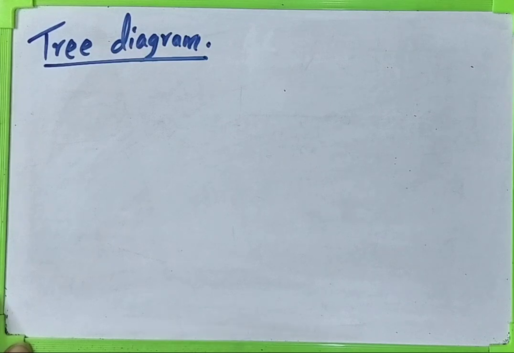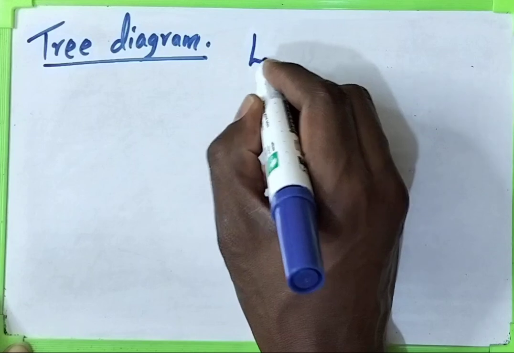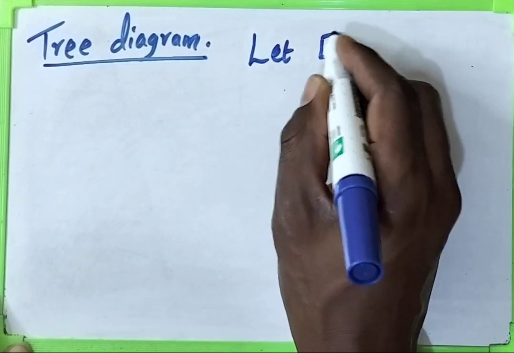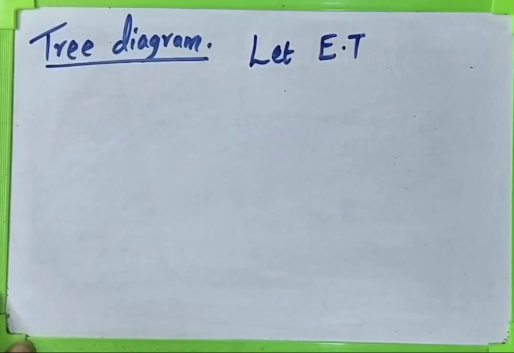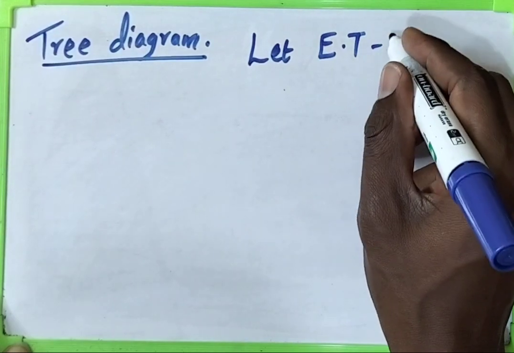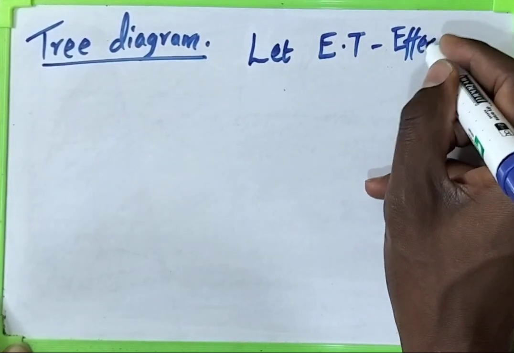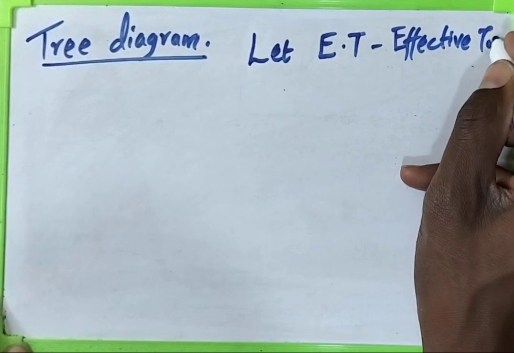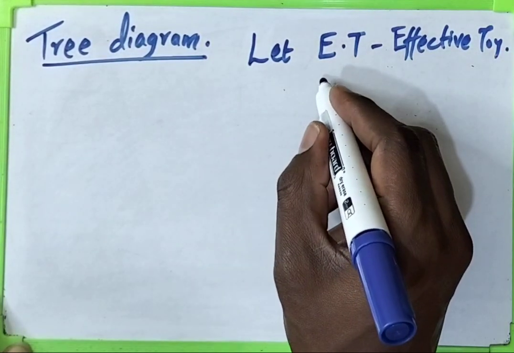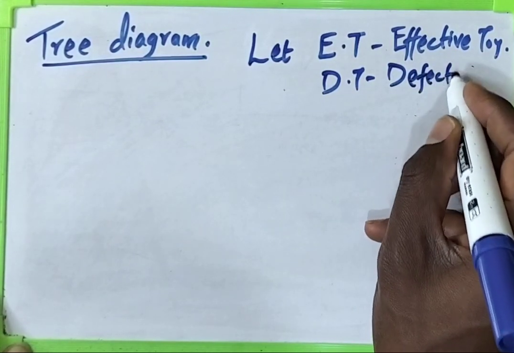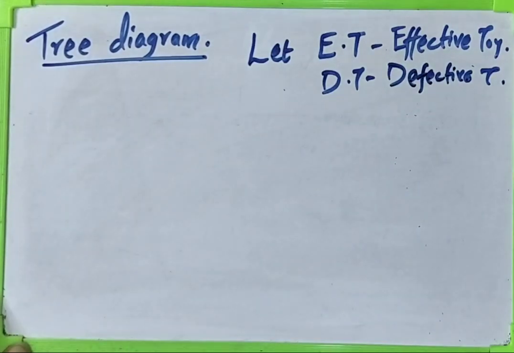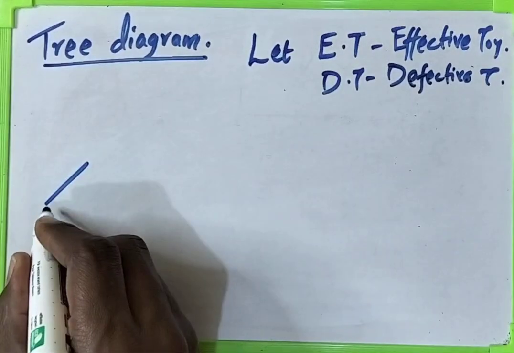So in our tree diagram, first of all, we have to let a few letters represent some events. Let's say ET stands for or represents effective toy, and of course, DT to represent defective toy. So in our tree diagram, we'll start with the first branch.